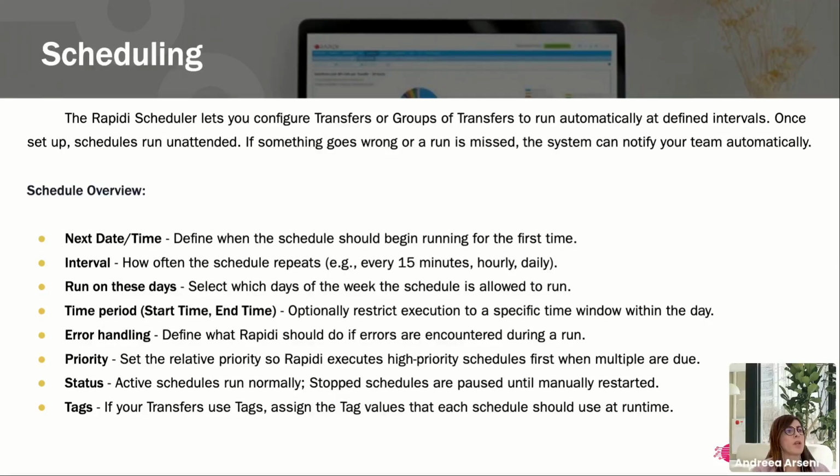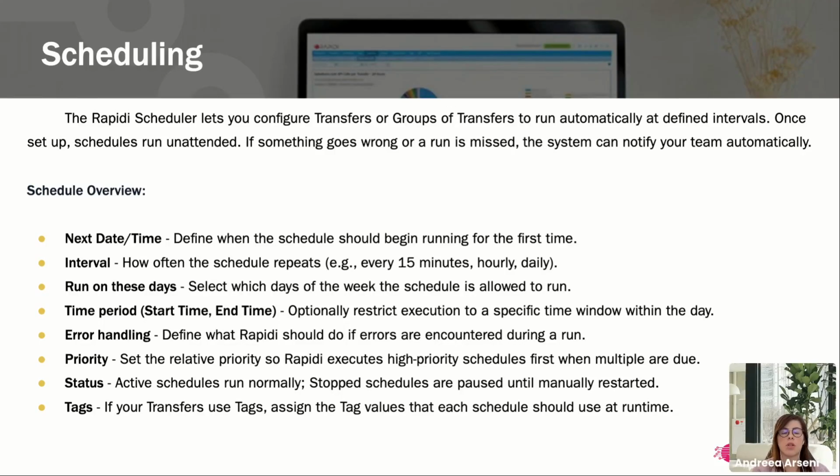And of course, if something goes wrong, if there are any errors on any of the systems, or maybe a run is missed, then Rapidi will notify the users. As you know, you can add specific recipients that can receive notifications. If there are errors or it doesn't run on time, then someone will need to receive those emails and take action accordingly. Now, when it comes to schedules, we do want to go through the overview a bit and explain what you have there.